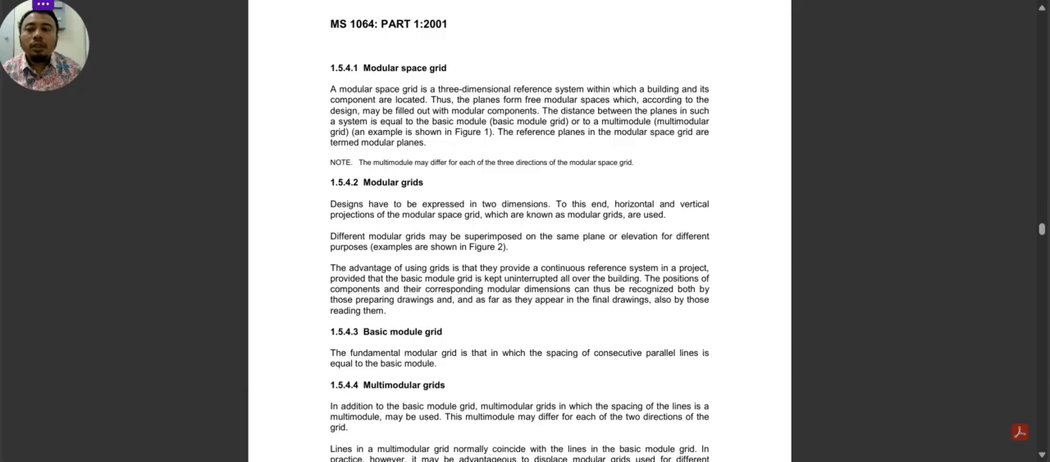A modular space grid is a three-dimensional reference system within which a building and its components are located. So basically, a space of modular coordinated components. You can put your components that are modular within that space and they will fit along with the other components that are also modular.